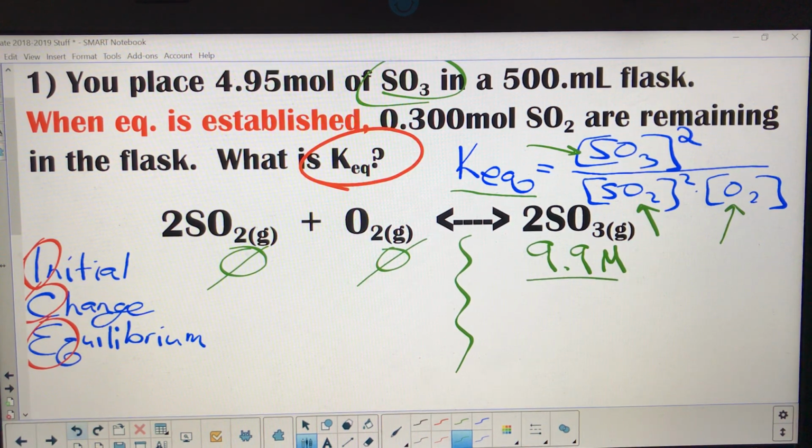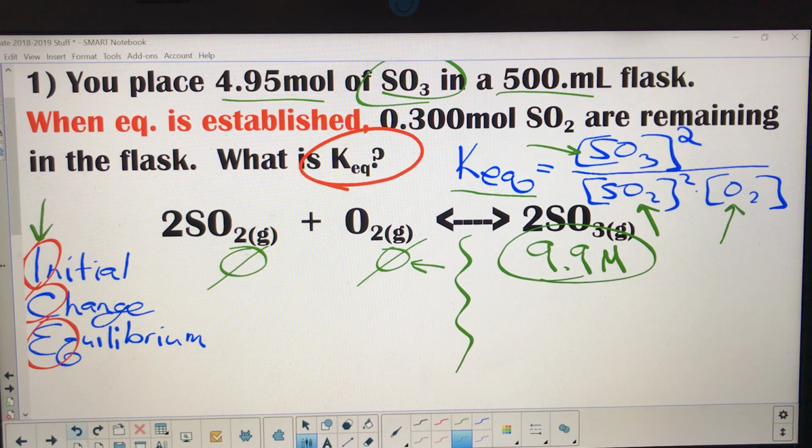So for your initial values, for all three, just place them into your table. Molarity is your moles over your liters. That's how we got the 9.9 molar for the product. And for the change, I'm going to utilize some Le Chatelier principle and also some stoichiometry. We have 9.9 molar as the concentration of the products. We have no reactants, okay?